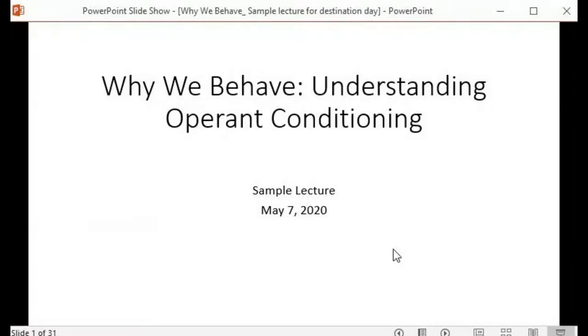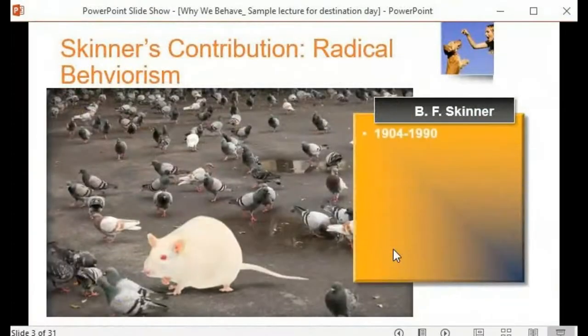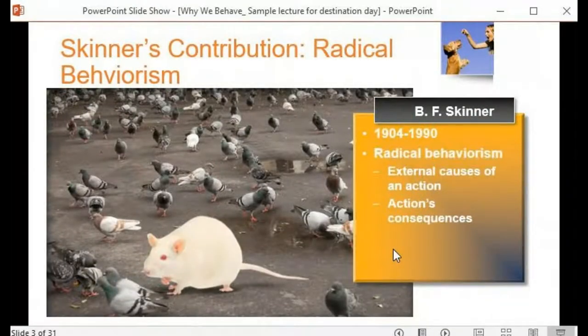So today we're gonna learn a little bit about something called operant conditioning. This is a lecture called Why We Behave. Operant conditioning was developed by a man you may have heard of named B.F. Skinner. And he was considered a radical behaviorist.